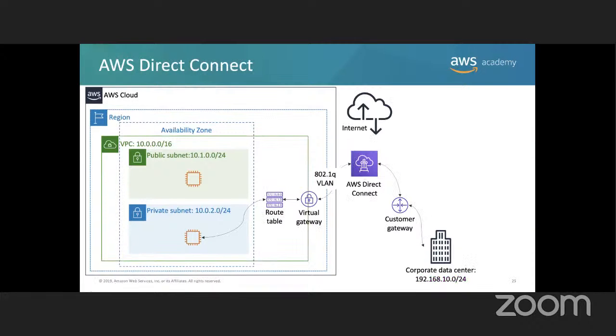Would that be an MPLS link? I'm sorry? Would that be an MPLS link? Between the virtual gateway and the customer gateway, would that be an MPLS link? Fiber link. It's private links. It's just known by AWS using a fiber optic. Private links.